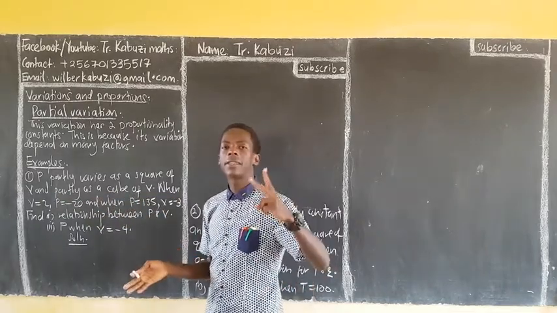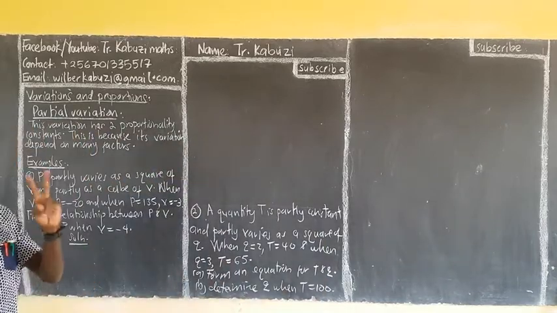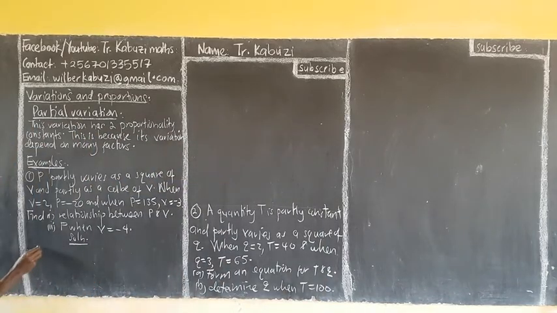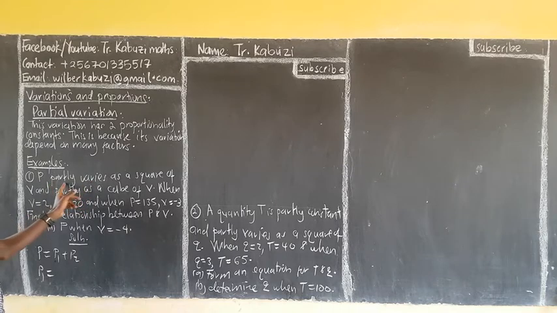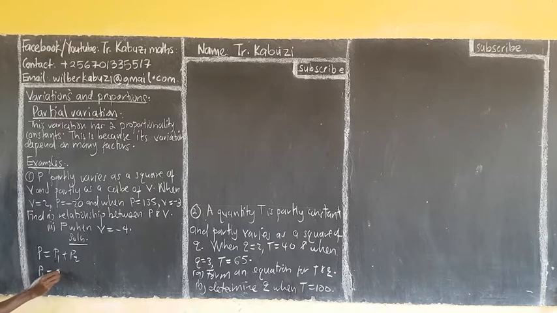So it means that it's varying 2 times. So I'm also going to divide my P into 2 things. I'm going to say my P will be P1 plus P2. The question is, what is P1? So my P1 is the first variation. P partly varies as a square of V, so this one is partly varying as a square of V.